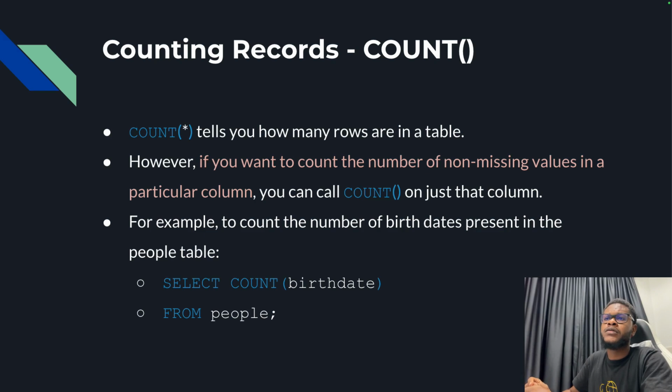But if you want to count the number of non-missing values in a particular column, then you can use the count function on just that column. For example, if I want to count the number of birth dates present in the people table, I can do it this way. Select count and I put in the birth date column. It's like saying, how many records do I have in this table where the birth date isn't missing? Let's see if we get a different count.